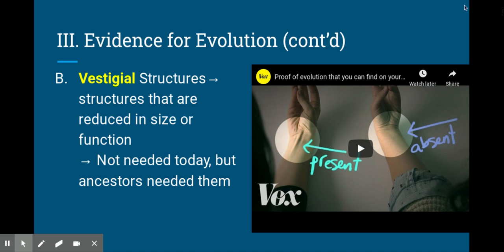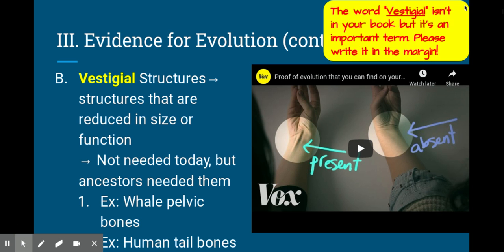There's also what we call vestigial structures. That term is not in your book, but the concept is. So the vestigial structures are the things that we have in our body that we don't really need anymore. They're not really fully formed anymore, but they're still there because an ancestor at one point needed it. So a really good example of this that our book goes through is the pelvic bones in whales. Pelvic bones are like the hip bones that you and I have that hold our legs to our bodies.